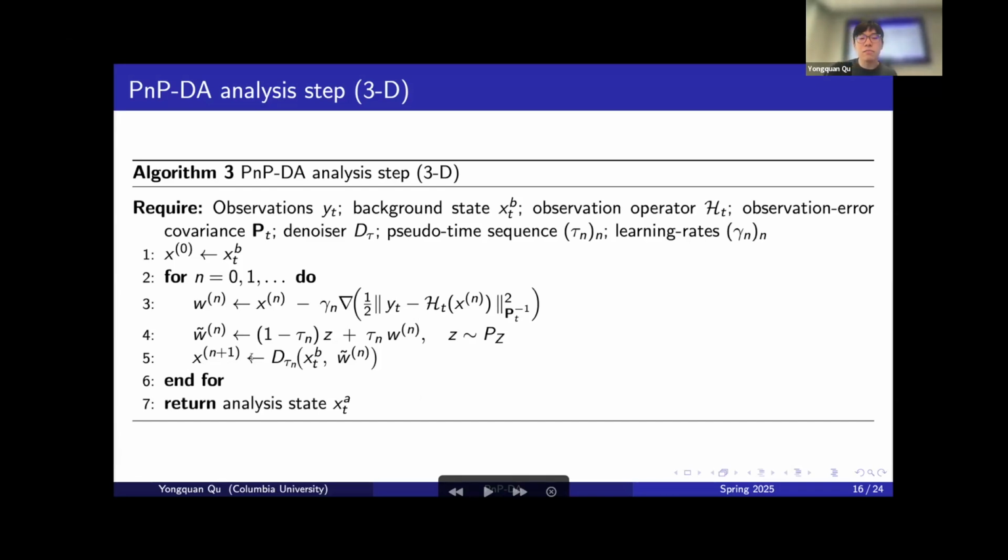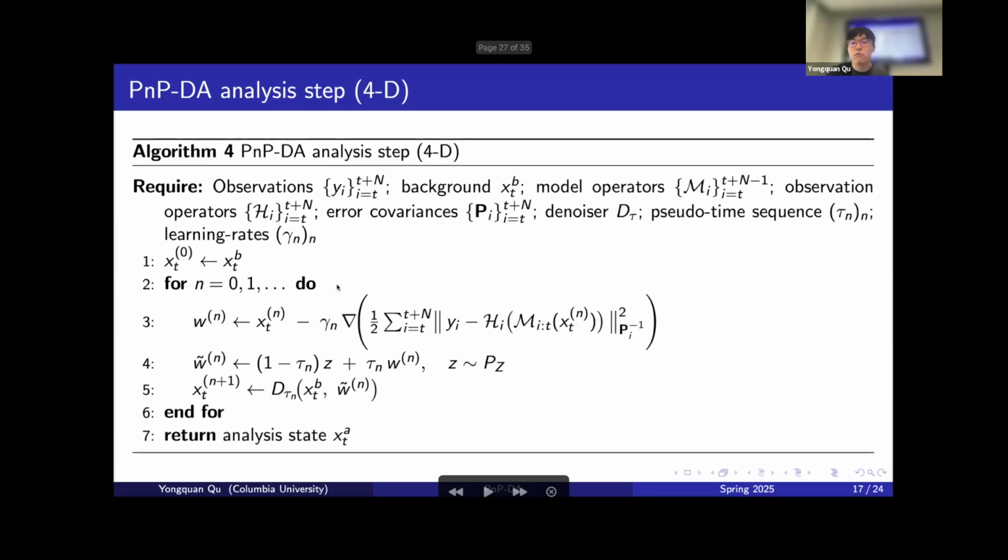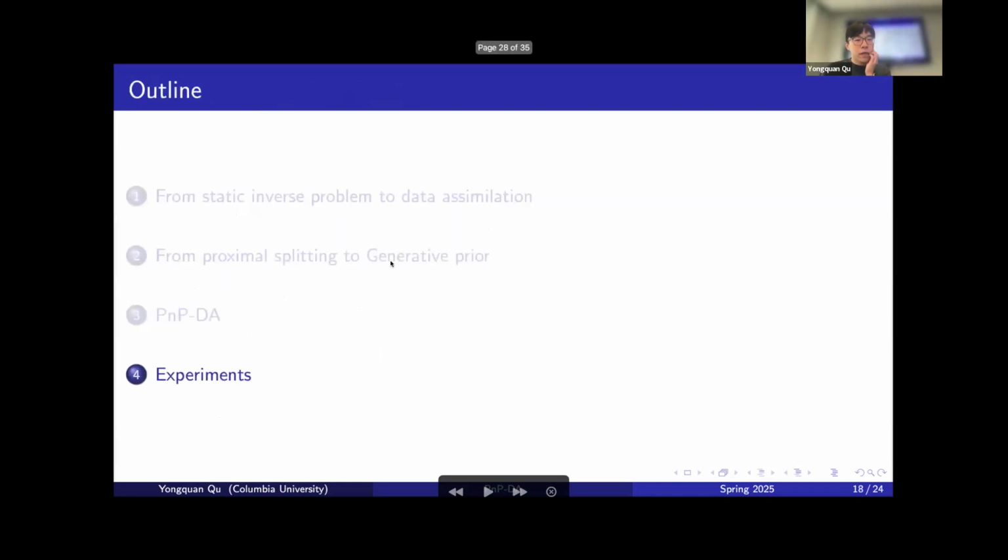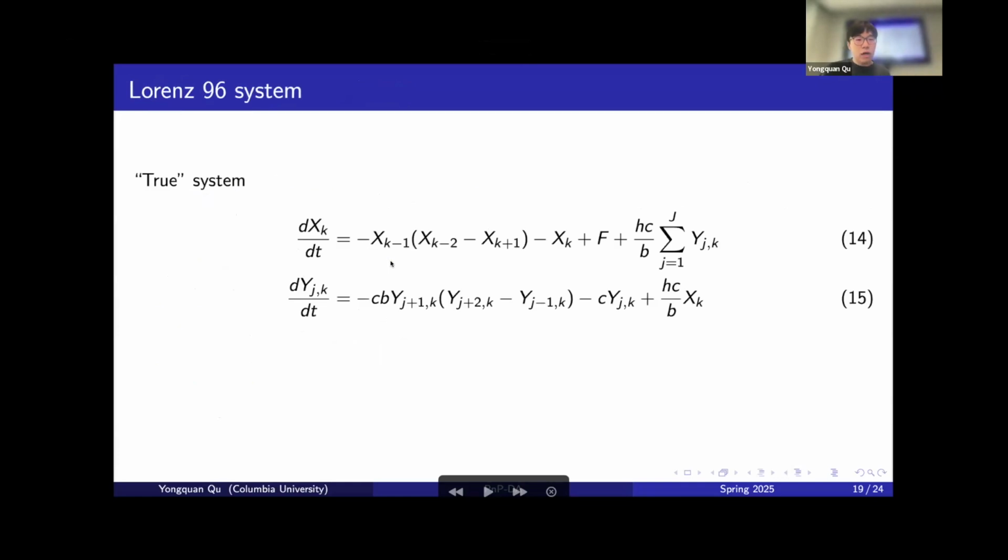And you can see this machine learning part has nothing to do with the gradient step, so it's very easy to extend it to its 4D version. We just need to modify this F term without changing everything else, without retraining the neural network. And then I'll show you some experiments.